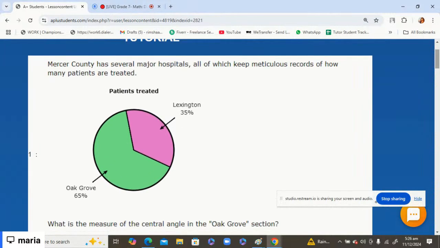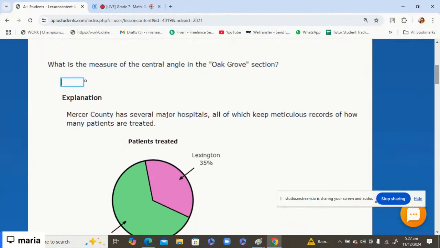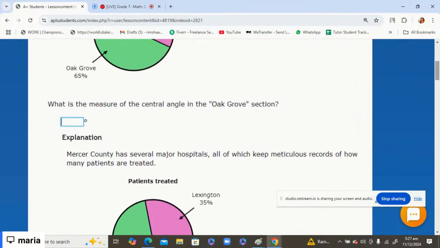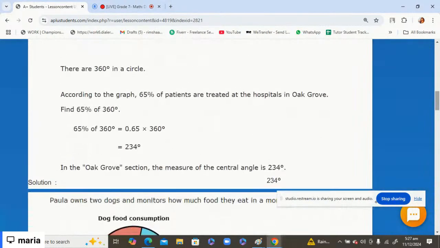Mercer County has several major hospitals, all of which keep meticulous records of how many patients are treated. Patients treated are given: Oak Grove is 65% and Lexington is 35%. What is the measure of the central angle in the Oak Grove section?